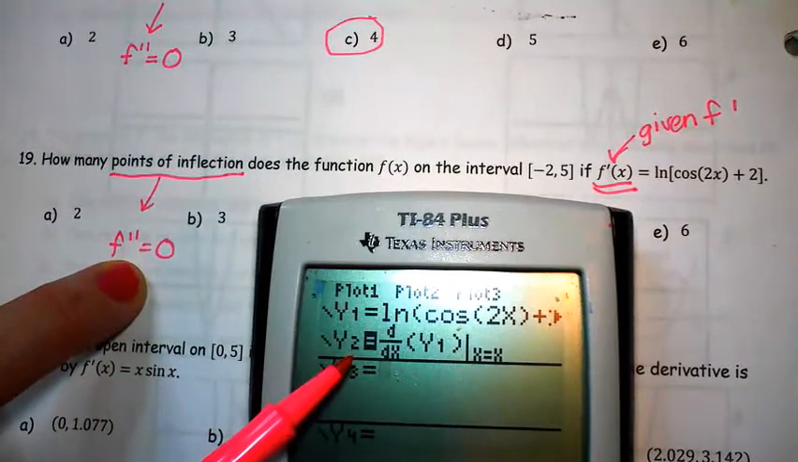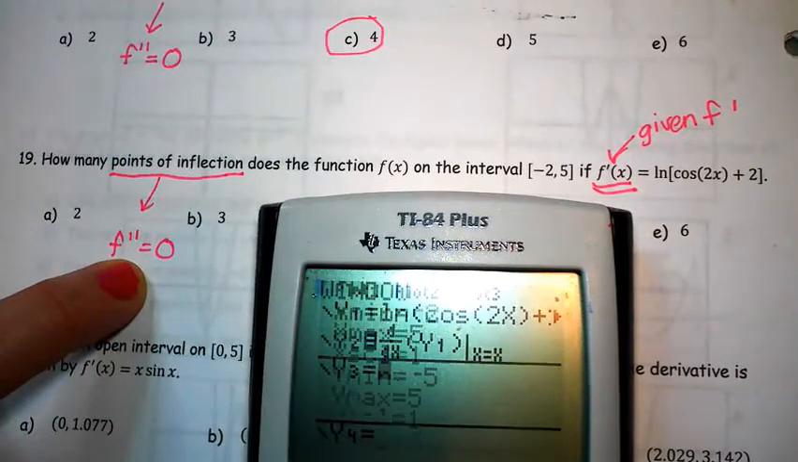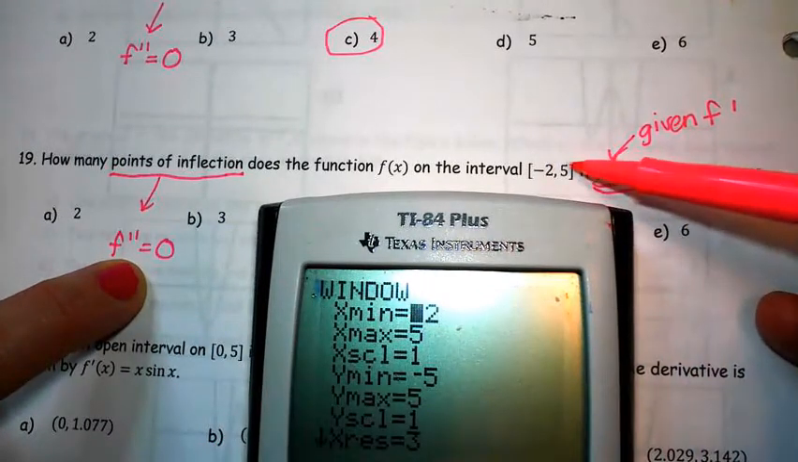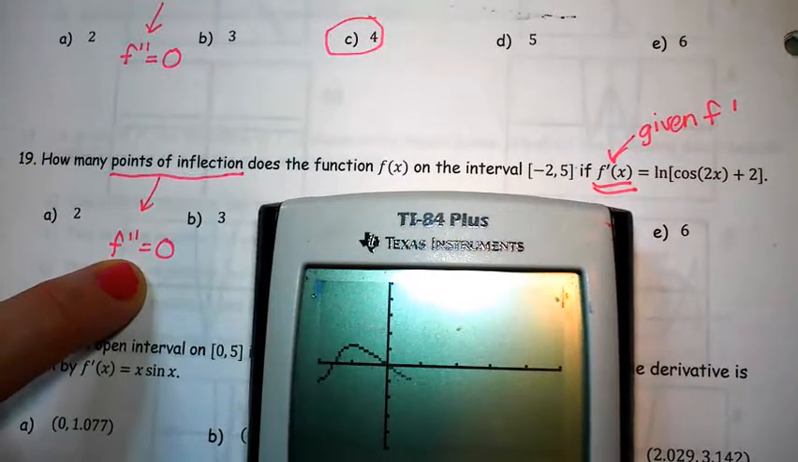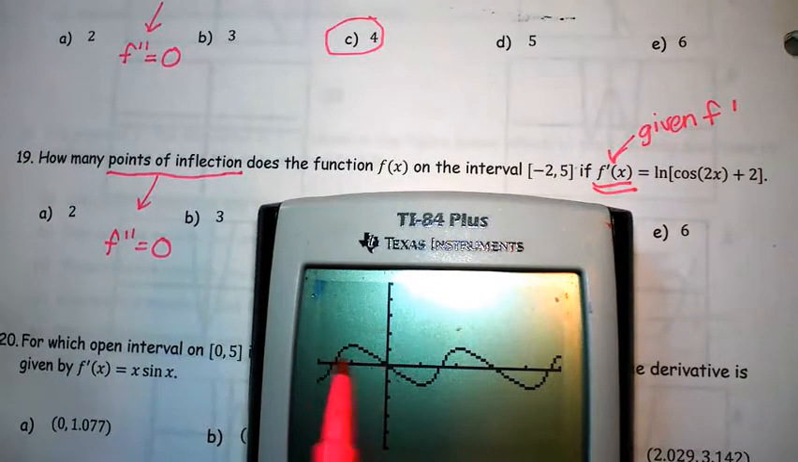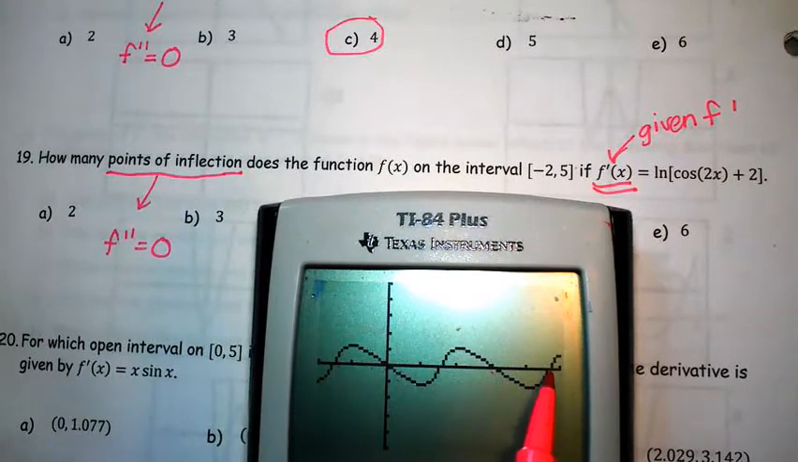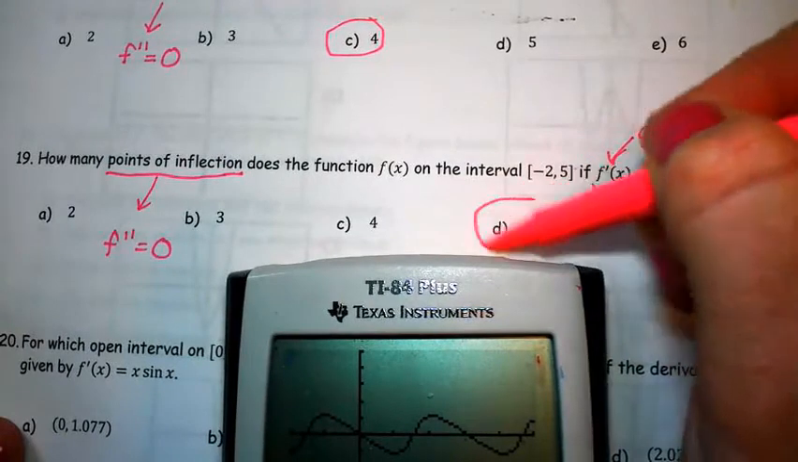So I just adjusted my window so that I'm just graphing the derivative, which is really this f double prime. My window again is -2 to 5, and I'm going to hit graph. And I'm counting up how many times. Okay. 1, 2, 3, 4, 5 times. So my answer to number 19 is D.